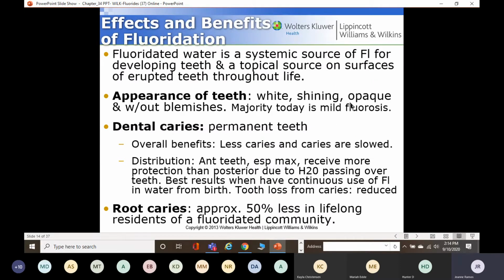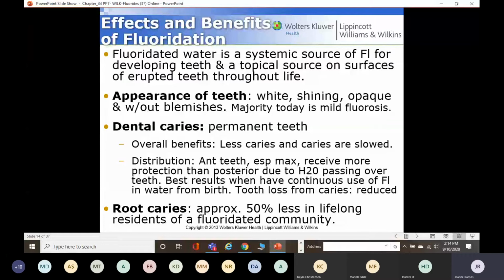In most areas, they have this figured out to where the majority of fluorosis issues today are at least very mild. Sometimes you can't even tell the difference, though maybe just a few flecks. It isn't like it was before. So the dental caries, permanent teeth, the overall benefits, there are less caries, and those caries are very slowed.